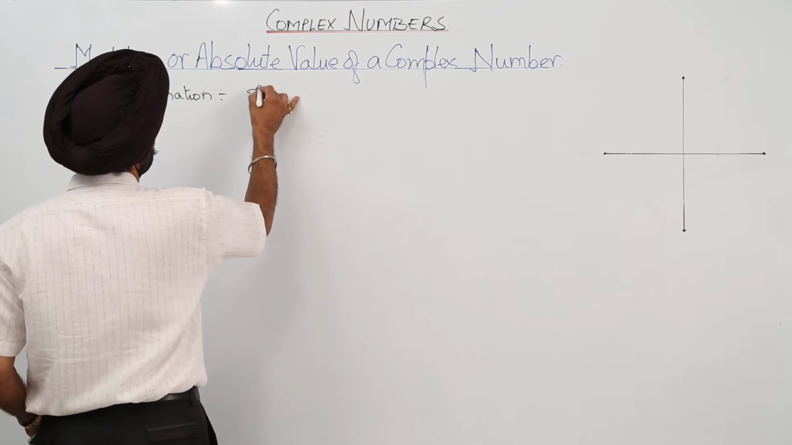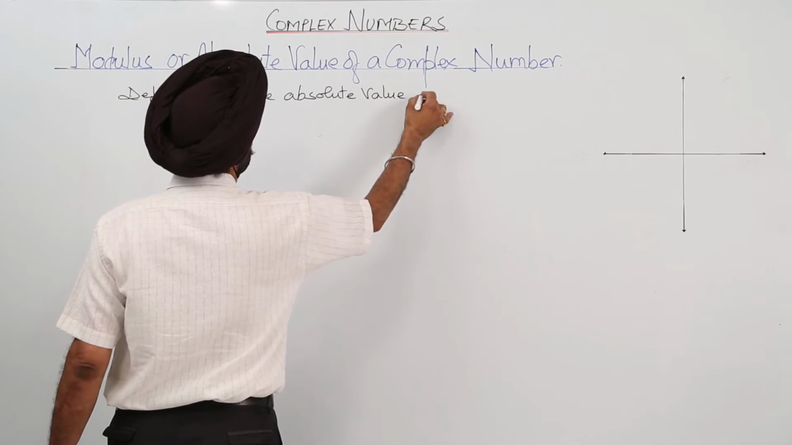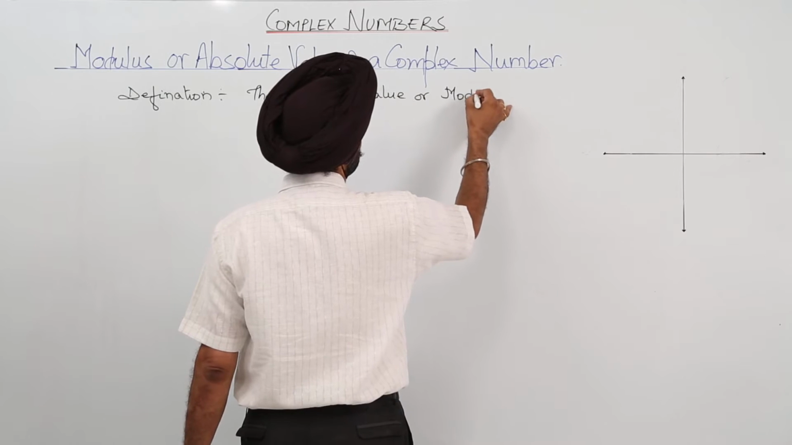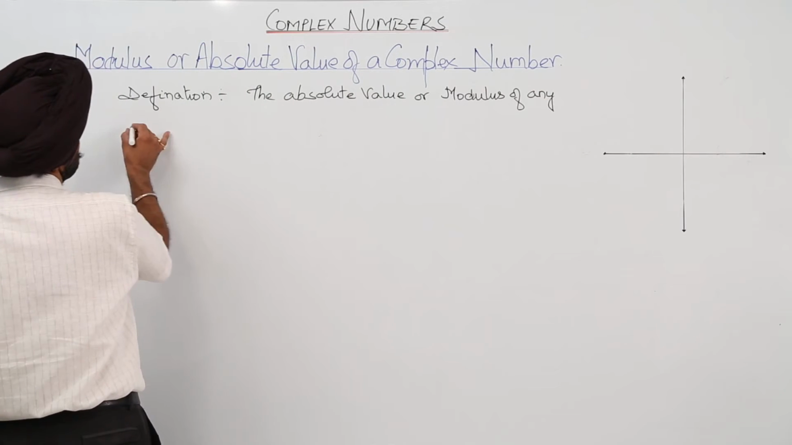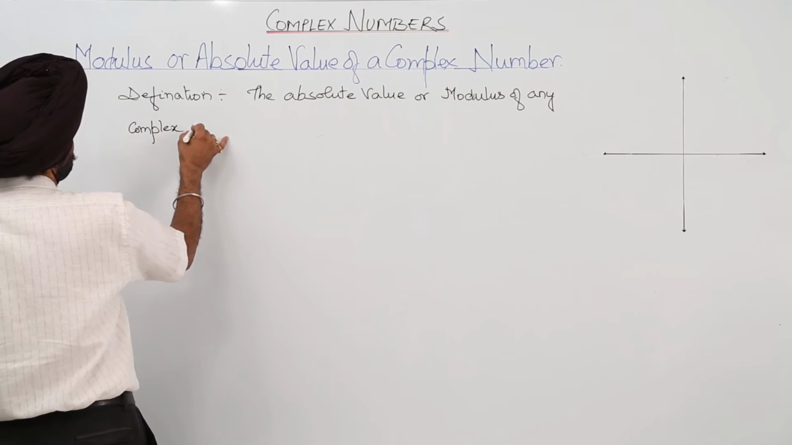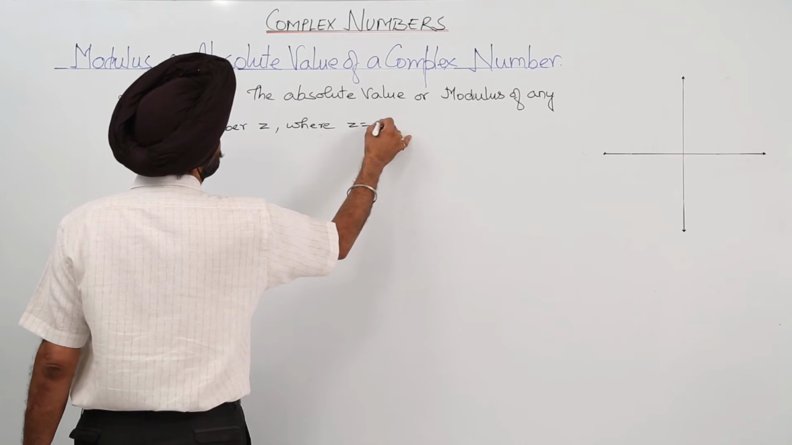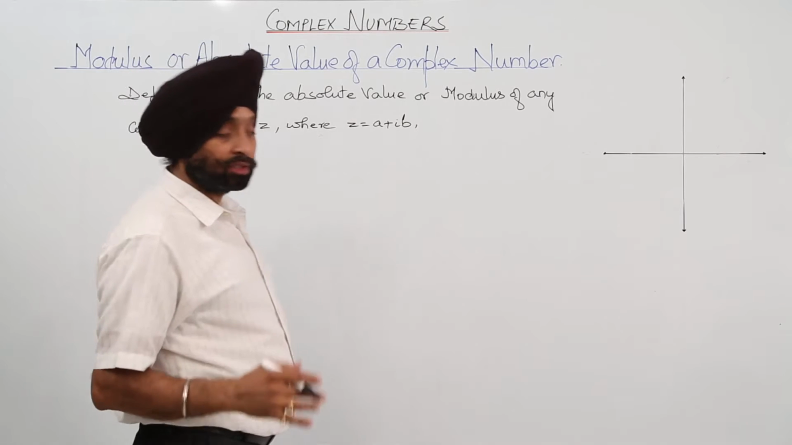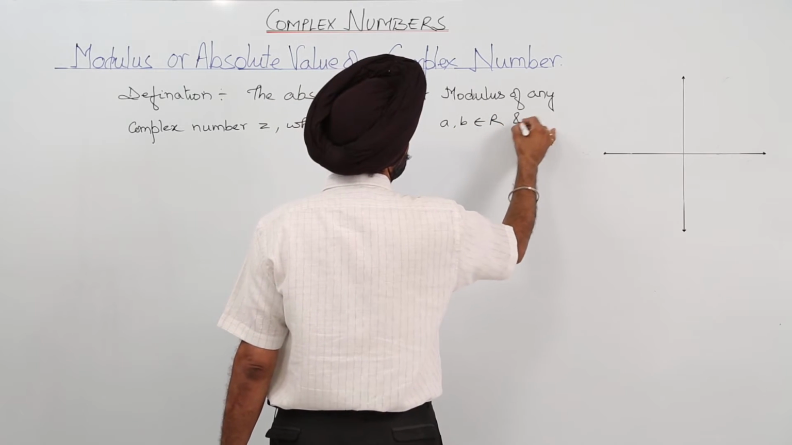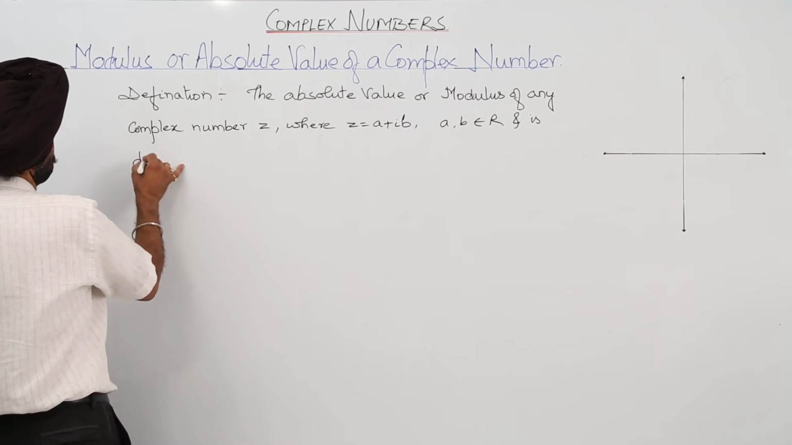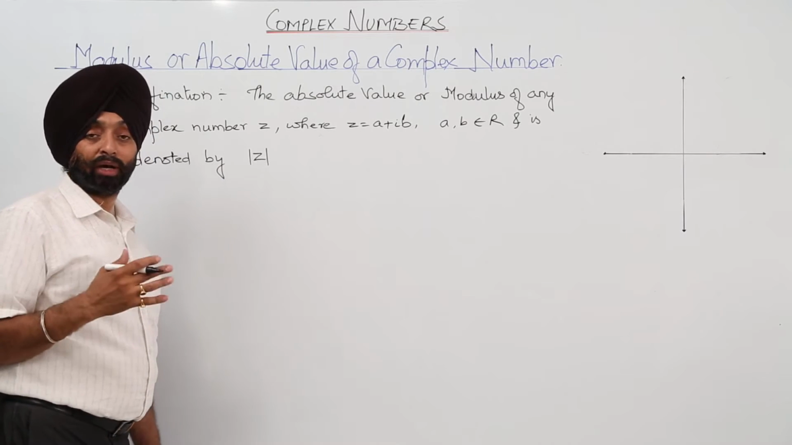Definition: the absolute value or modulus of any complex number z, where z is equal to a plus iota b, and as we have discussed, a comma b belongs to the set of real numbers, is denoted by a bar, and in between the bars z. That is called modulus of z.